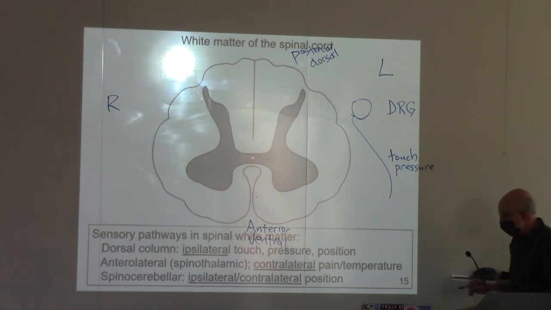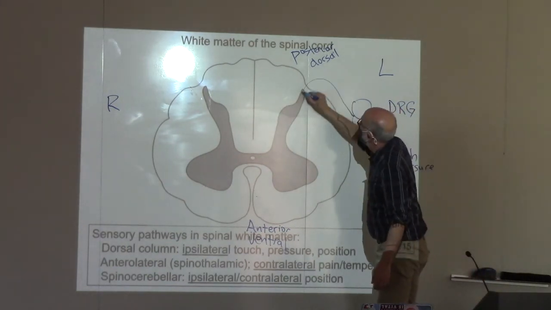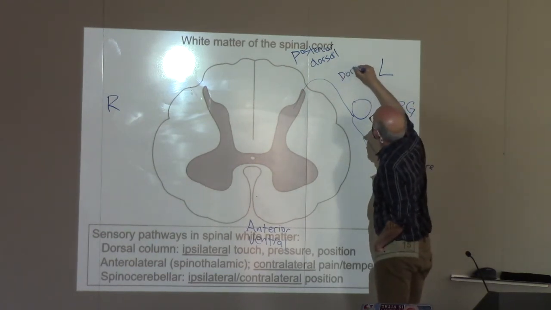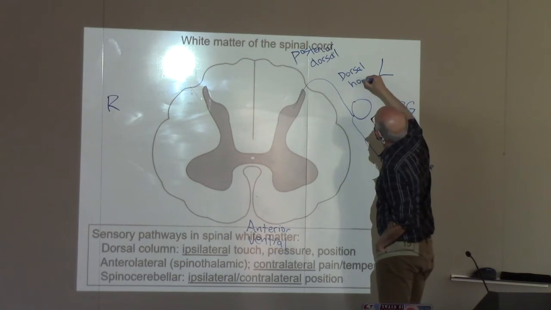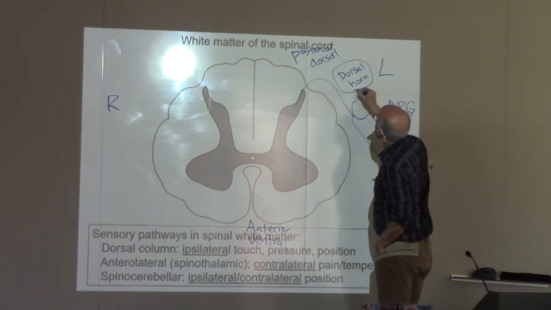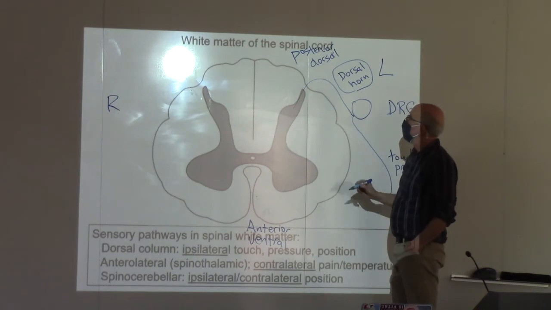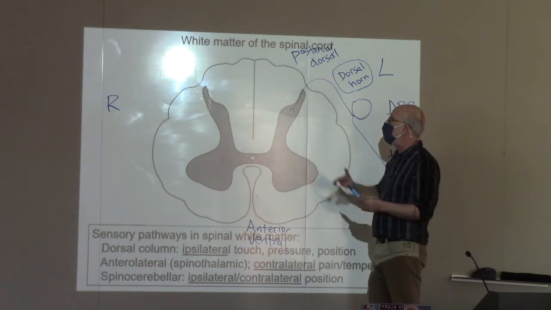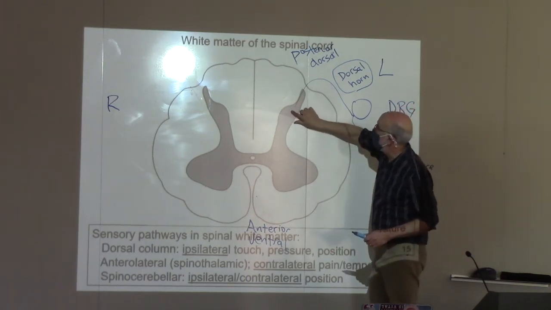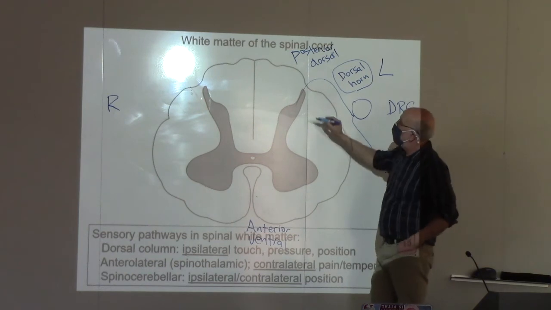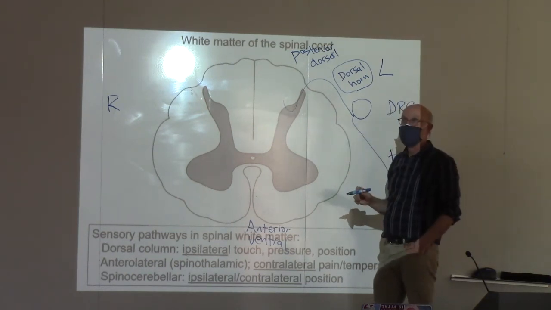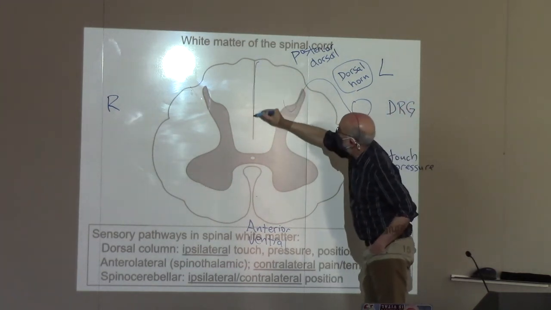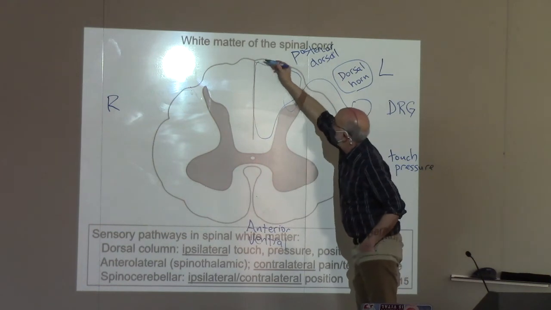But what I do want you to memorize is that this neuron enters the dorsal horn. This is the touch pressure pathway. So does it form a synapse? It does not form a synapse. This neuron enters the white matter and this is the dorsal column.